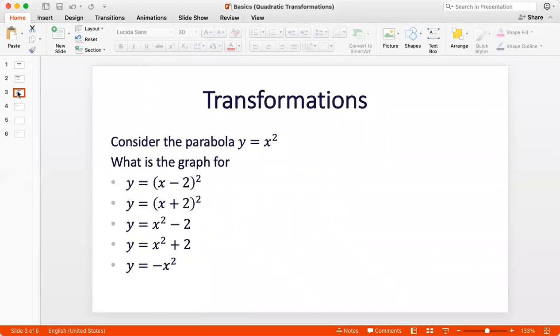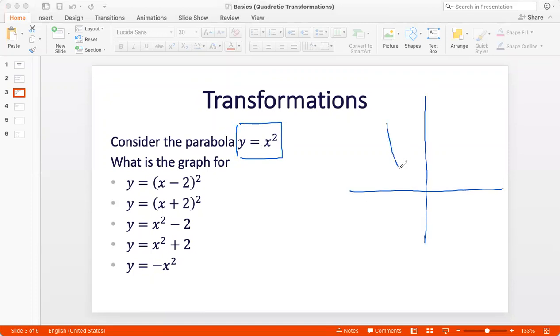Let's say I have the most basic parabola, right? The most basic parabola being y is equal to x squared, which is a parabola that has a vertex at the origin, right? This is the origin. So this is the parabola y equal to x squared, right?